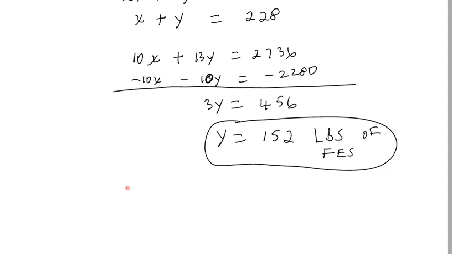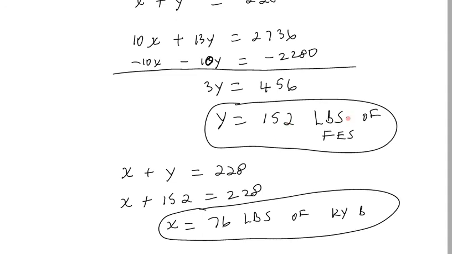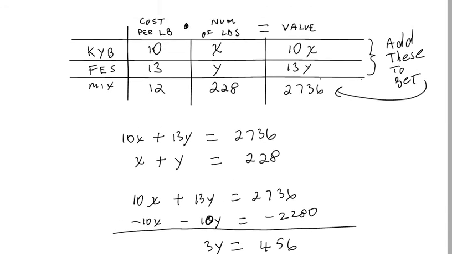Well, the first equation we came up with was x plus y is equal to 228. We're just going to take the y we just found and plug it into this. x plus 152 is equal to 228. If you subtract 152 from both sides, we get x is equal to 76. And remember, 76 was the number of pounds of that Kentucky bluegrass. So those are the two things we have to mix together: 152 pounds of fescue, 76 pounds of Kentucky bluegrass, and we'll get that mixture that would be valued at $12 a pound, which is what we were looking for.